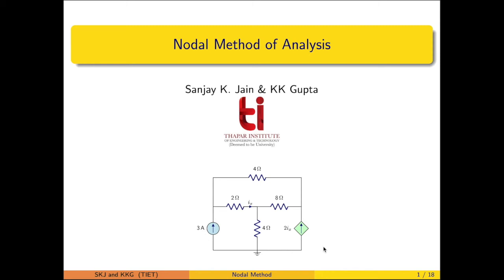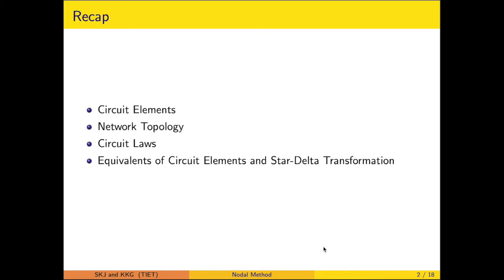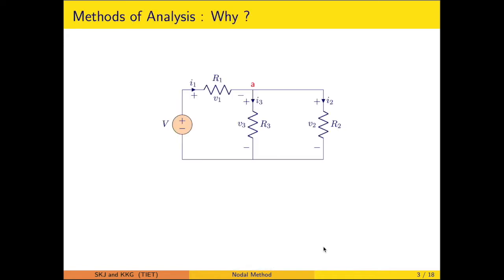We are going to deal with the nodal method of analysis. As a recap, we have gone through the definition of circuit elements, network topology, circuit laws, which include KCL, KVL and Ohm's law, and the equivalence of circuit elements and star delta transformation. Now the question arises: when we are able to solve the question using KCL, KVL and Ohm's law, what is the need of special methods of analysis?